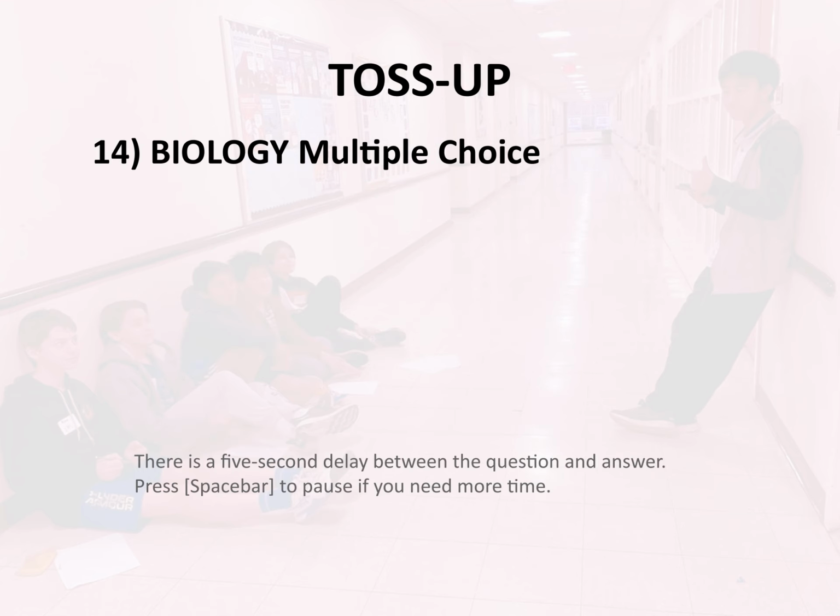Toss-up 14. Biology. Multiple choice. In photosynthesis, where do electrons derived from water first enter the process? W. Photosystem II reaction center. X. Photosystem I reaction center. Y. Both light harvesting complexes. Z. P700 chlorophylls.